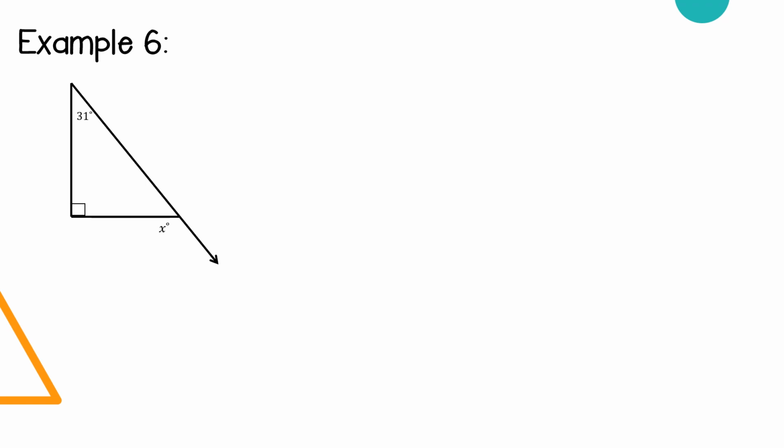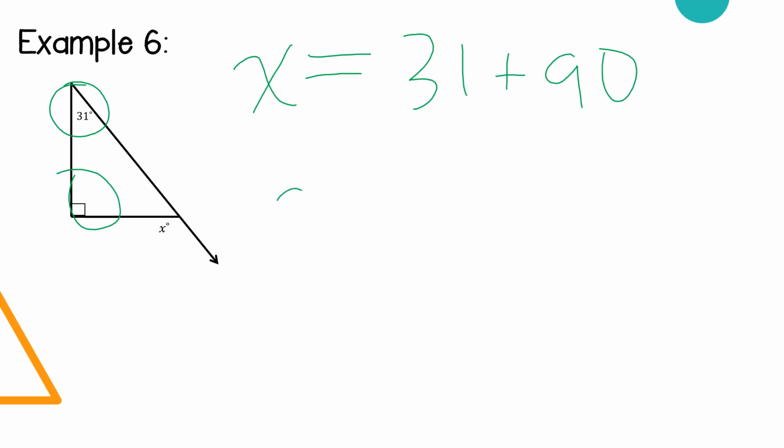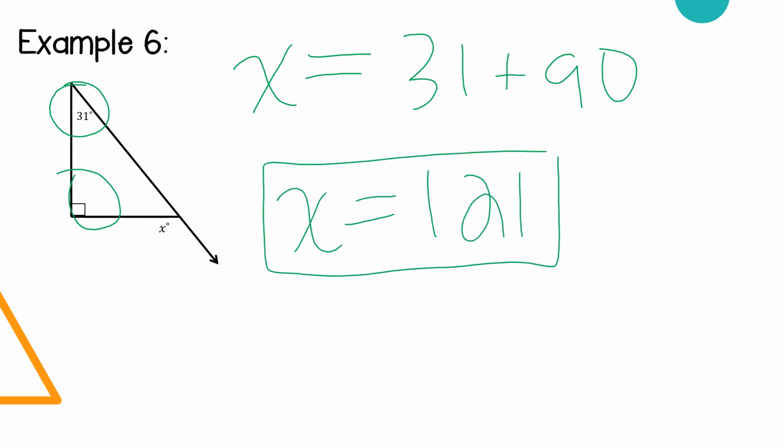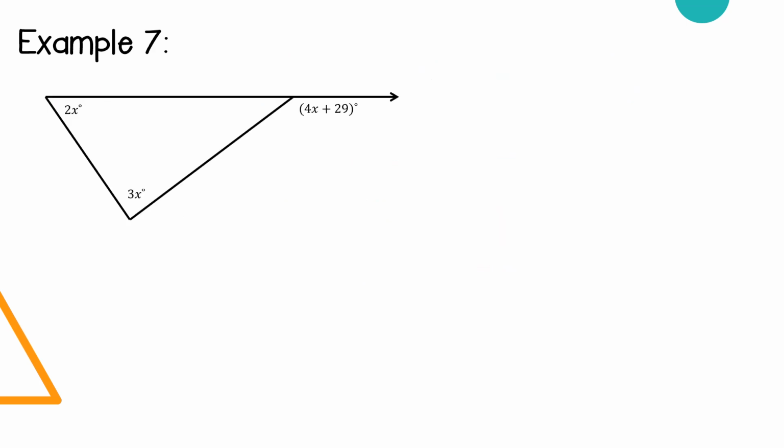So again, the exterior angle theorem says take the exterior angle, which is x, and it should equal the sum of the remote interior angles. Those are the ones not adjacent to x. So that would be 31 plus 90. And 31 plus 90 is 121. So that exterior angle will be 121 degrees. X is 121.